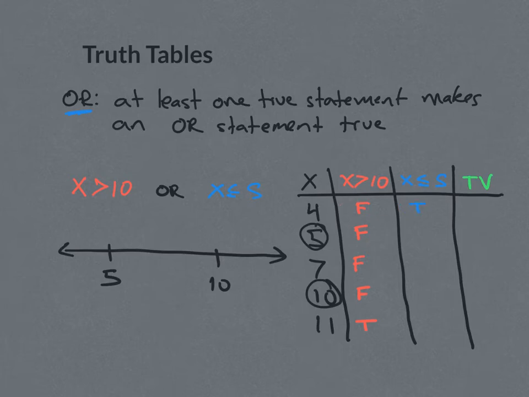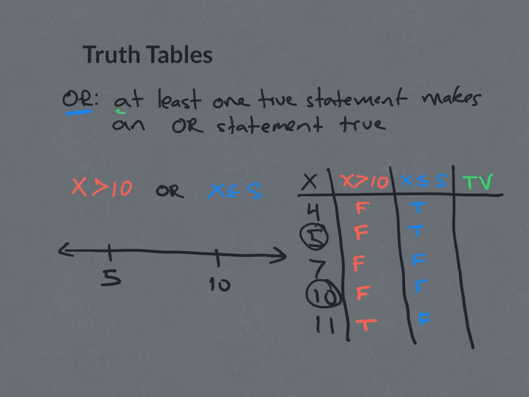True. And then I do 5. 5 is less than or equal to 5. That's true, because it's "or equal to." 7. 7 is not less than 5. False. 10 is not less than 5. False. 11 is not less than 5. So that's false. Okay?